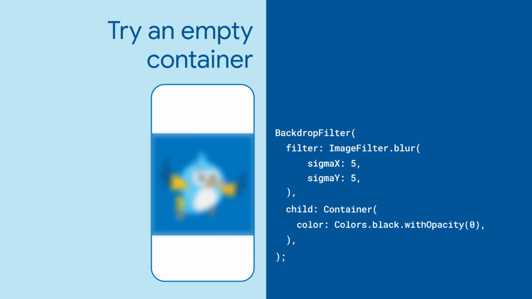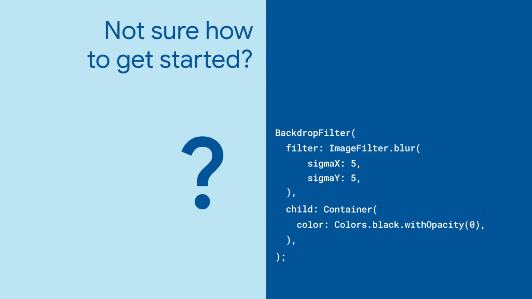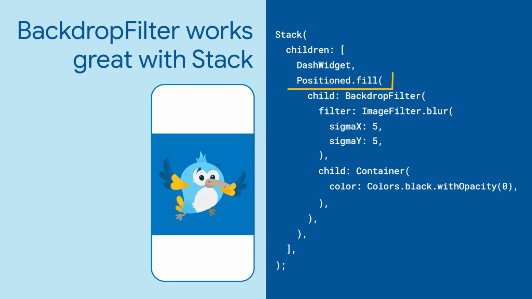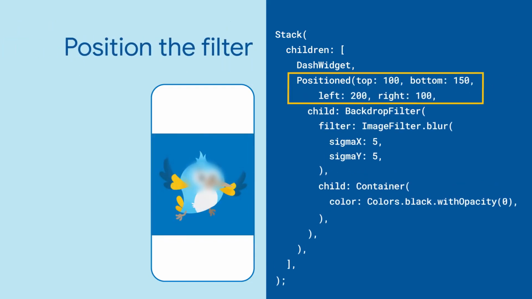Here's a handy tip. To apply the filter to the background, but not render anything visible over the filter, use an empty container as the child. If you're not sure how to get started, try using backdrop filters with a stack. Use positioned.fill to ensure the filter completely covers the widgets beneath it. And you can easily apply the filter to only a section, selectively blurring out whatever you like.